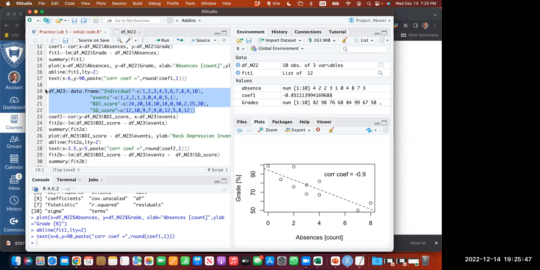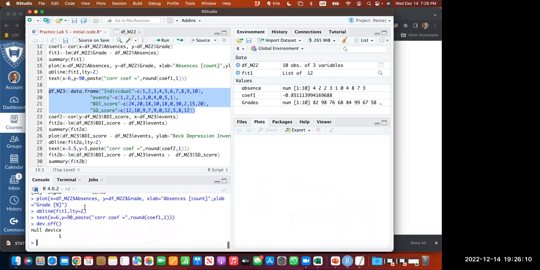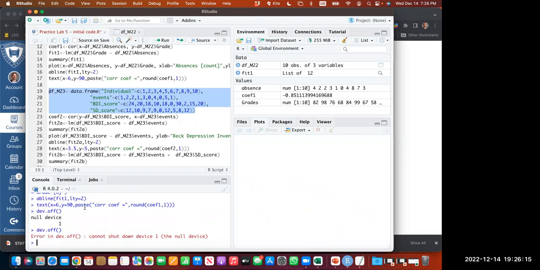Mine is saying that plot.new has not... Okay. Can you write the following? dev.off with parenthesis open, parenthesis closed. Then click enter. Do that twice now, just once. If you run it again, it should work. If you run lines 15 to 17 in one go, it should show you the scatter plot now.